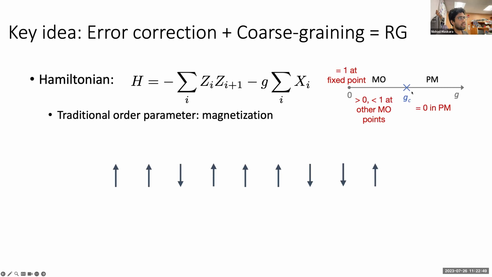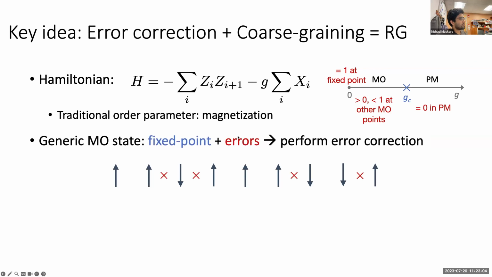If you go into the regime where g is very small, then you have a symmetry broken state where spins are polarized, aligned along Z. The typical order parameter that people use to measure order in the symmetry broken state is the magnetization. So you essentially measure the polarization of the Z spins, and the presence of this g term causes some sites to be flipped. A small number of sites will be flipped.